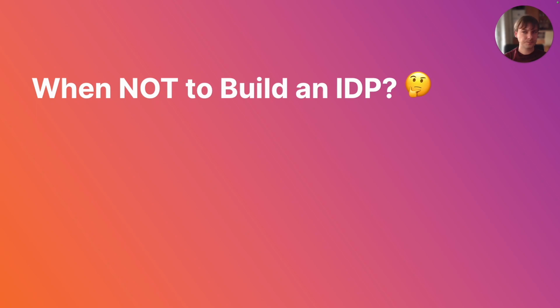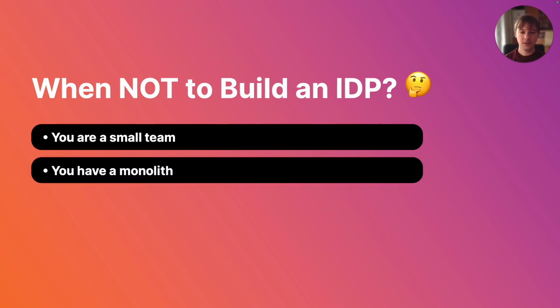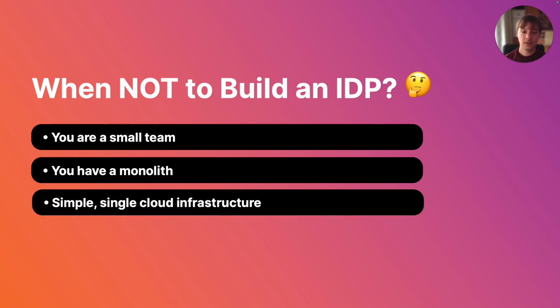And okay, let's check. So we said that we're gonna check when to build an IDP. Let's first check when not to build an IDP. So if you have a small team of specialized developers and you have someone that's dedicated to DevOps, you don't need to build an IDP. If you have a monolith app, you also don't need to build an IDP because monoliths aren't that complex to manage. And if you have a simple single cloud infrastructure, you also don't need an IDP because things are simple when you're small and when you're using a single cloud infrastructure provider.